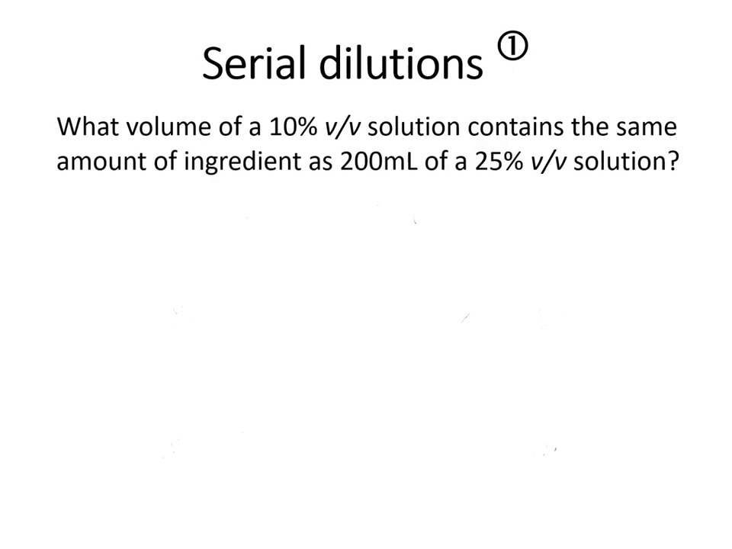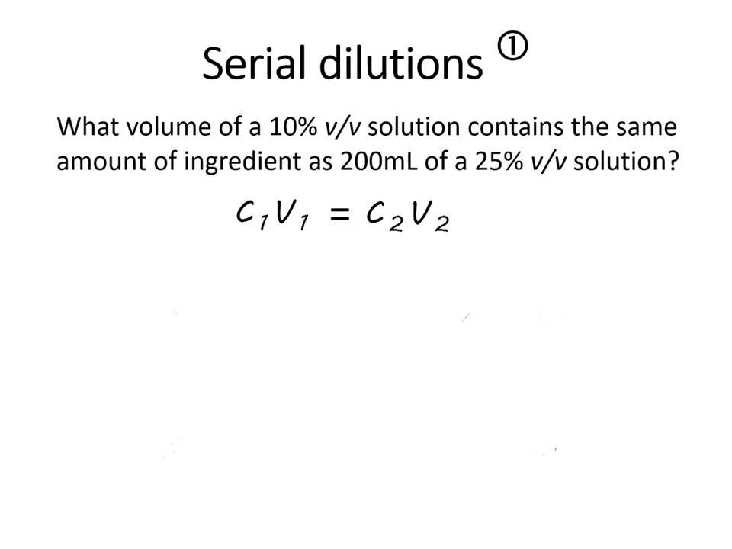In example 1, we're being asked what volume of a 10% solution contains the same amount of ingredient as 200 milliliters of a 25% solution. We can solve this as a serial dilution by using the expression C1 times V1 equals C2 times V2, where C1V1 is the concentration and volume of the specified solution, and C2V2 is the concentration and volume to be calculated.